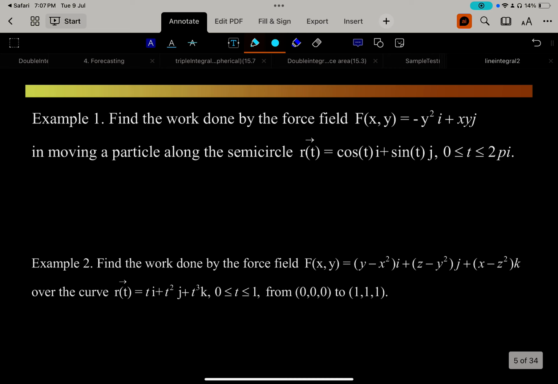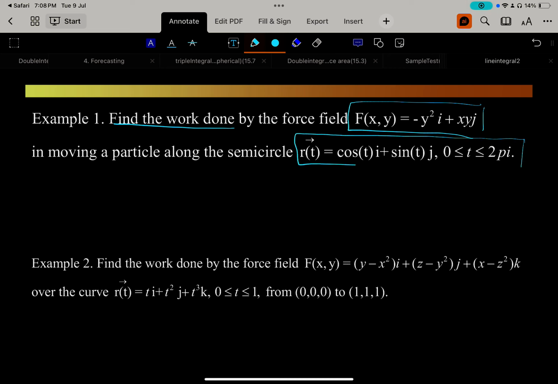And so here are some examples. Let's just do these. So he wants us to find the work done by the force field, and this is the force field, in moving a particle along the semicircle. So this is a semicircle r of t. Let's draw this semicircle: cosine of t plus sine of t, say x and y. And so this should look something like this.